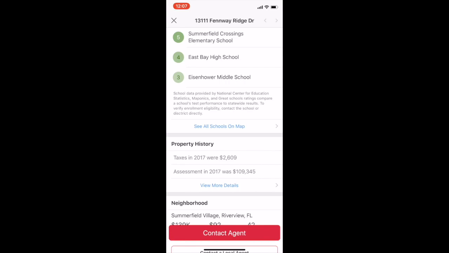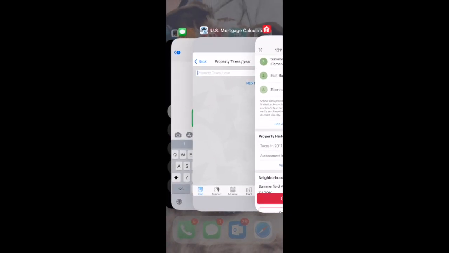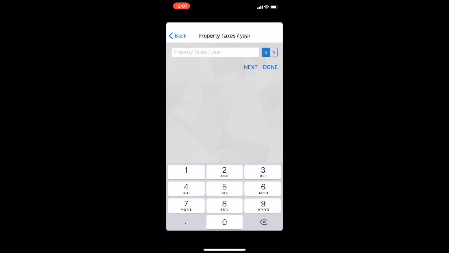So I go back to the calculator and I enter in $26.09. And again, make sure the dollar sign is selected on the right. PMI is always 0.82. Make sure that's a percentage sign on the right always. Insurance is going to be the estimate for the property. Make sure it's a dollar sign.